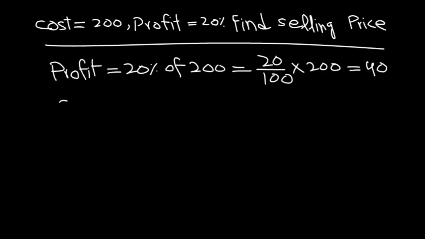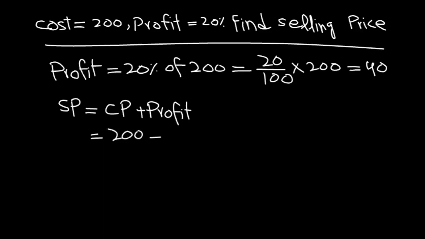So selling price is equal to cost price plus profit. So cost price we have 200 plus profit we have 40. So that is equal to 240. So that is our answer.